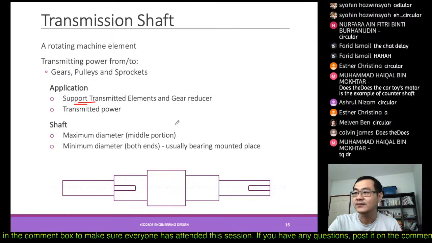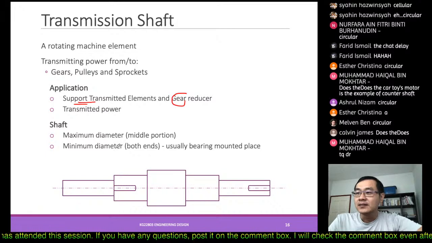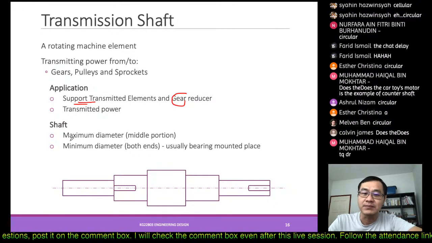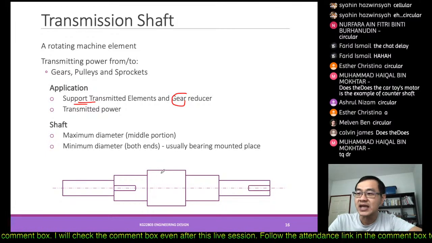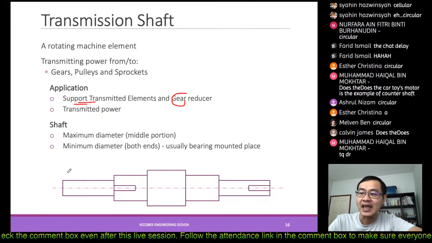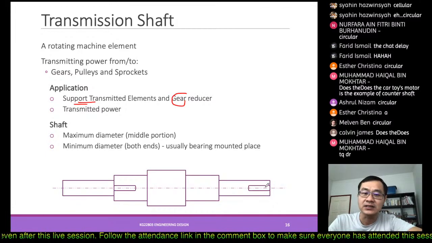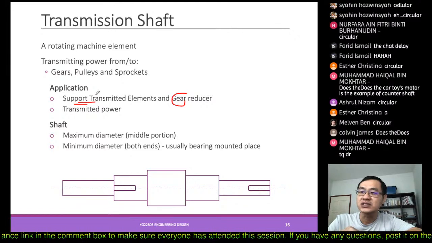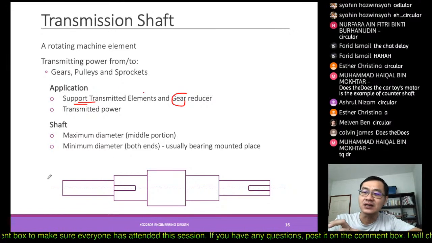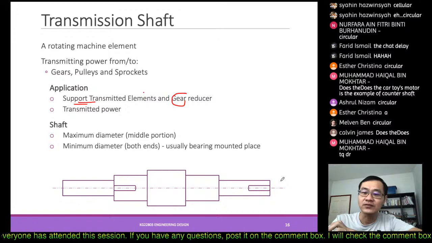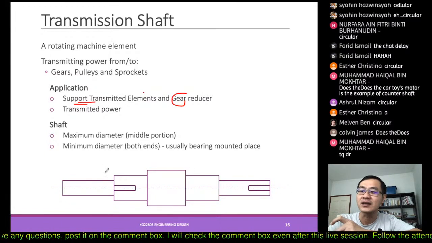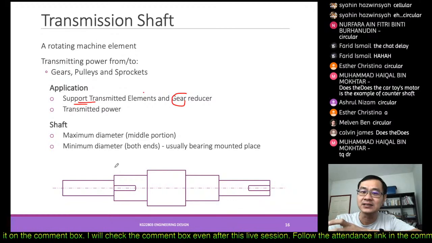You may have transmitted elements like gears. In the shaft itself, we may have a maximum diameter at the middle portion and the minimum diameter at both ends, generally. Why do we have this construction? Because we want to support elements. A shaft itself may be useless if we are not able to add in the elements.